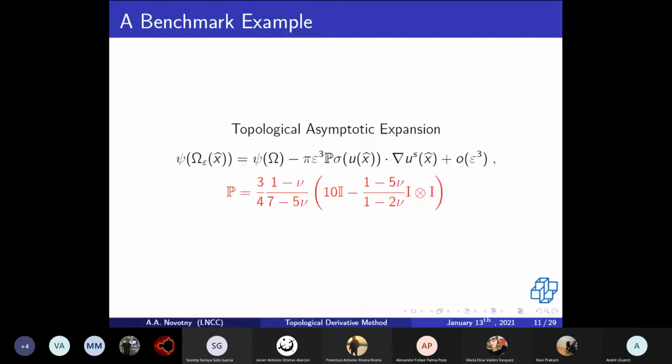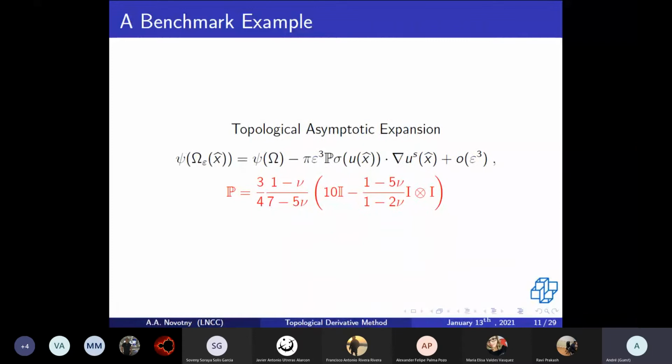So here it appears this object called the polarization tensor that comes out from the asymptotic analysis of the solution, which is given by a fourth order tensor that depends on the material properties of the background. This polarization tensor plays a key role in the analysis.